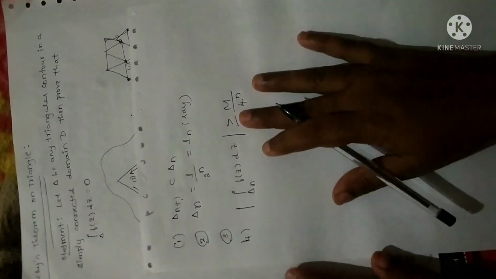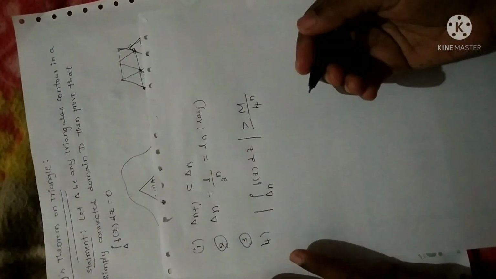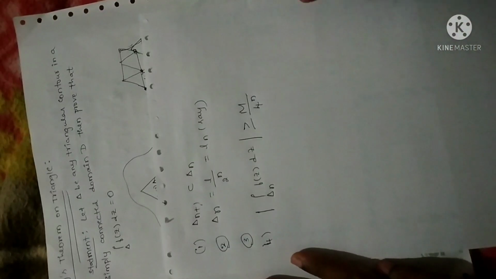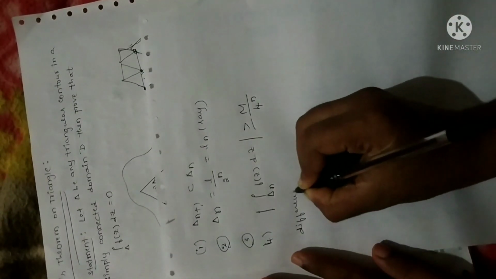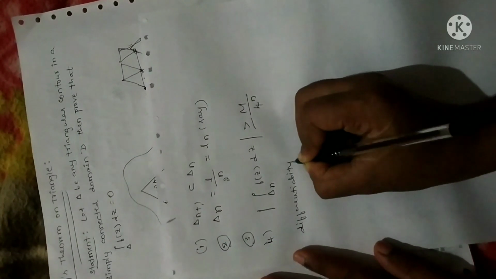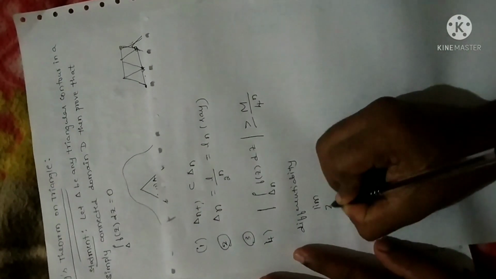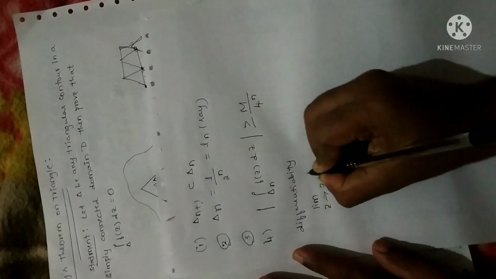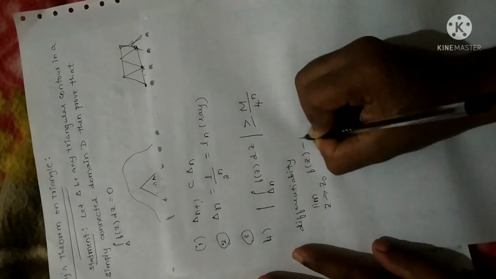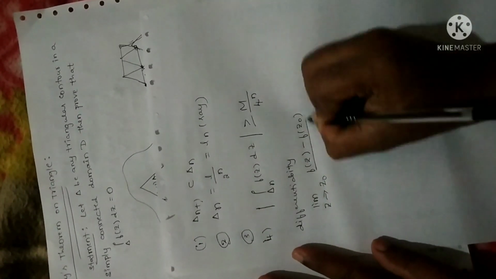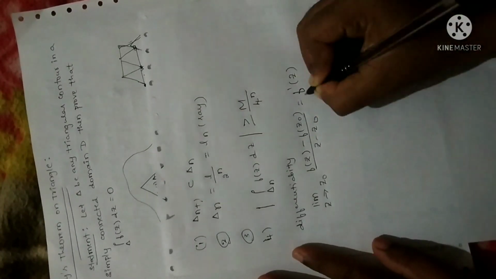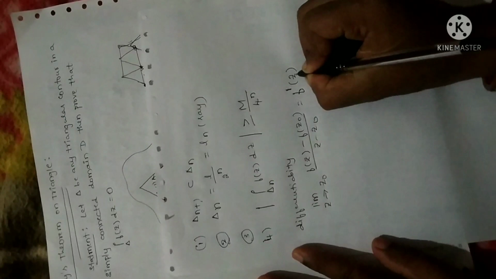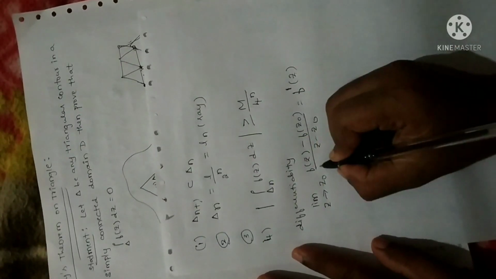So the meaning is that if you choose any point inside the triangle, every point will be differentiable. So let me consider the concept of differentiability. As per the concept of differentiability, limit z tending to z naught of f of z minus f of z naught divided by z minus z naught is equal to f dash of z. That is the differentiability of the function, as per the definition.